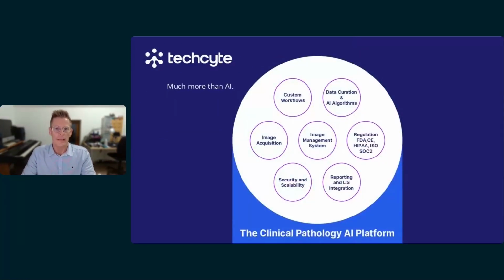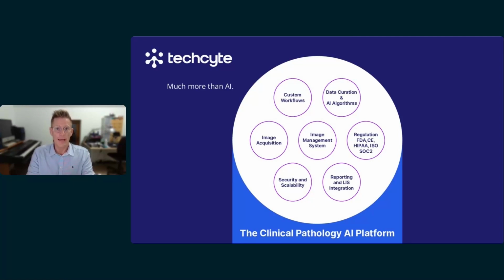TechSite as a company is known for AI, but it's important to realize that the AI is just one component. As you can see on the screen, yes, data curation and AI algorithms is central to what we do, but it's just one component between the fact that our platform is a very capable image management system. We also need to develop custom workflows that are very pragmatic and work for the lab technologists to make their work go quicker and more efficiently.